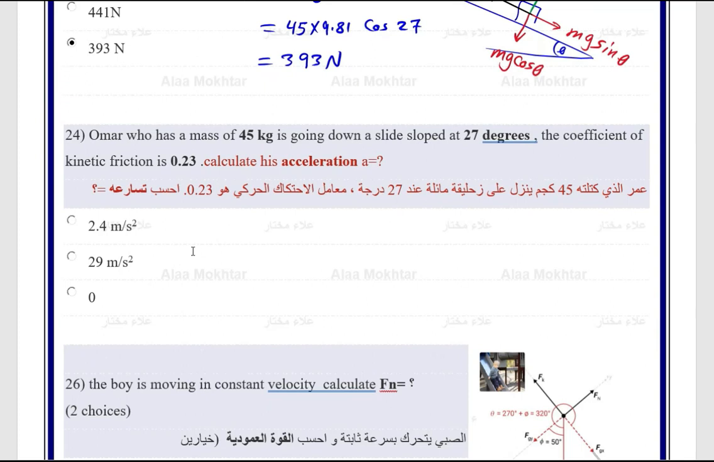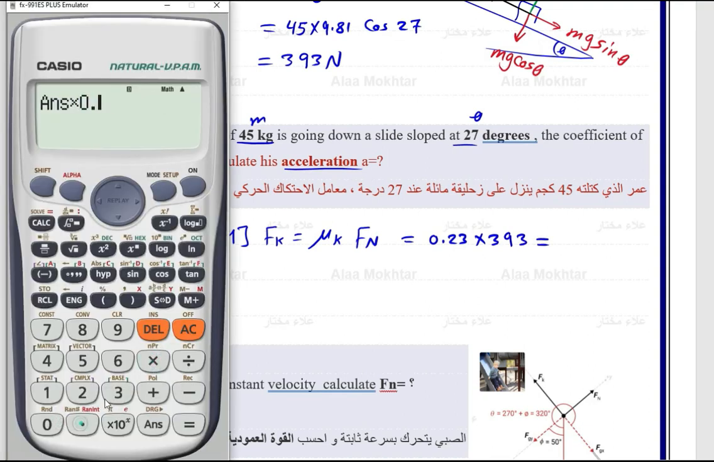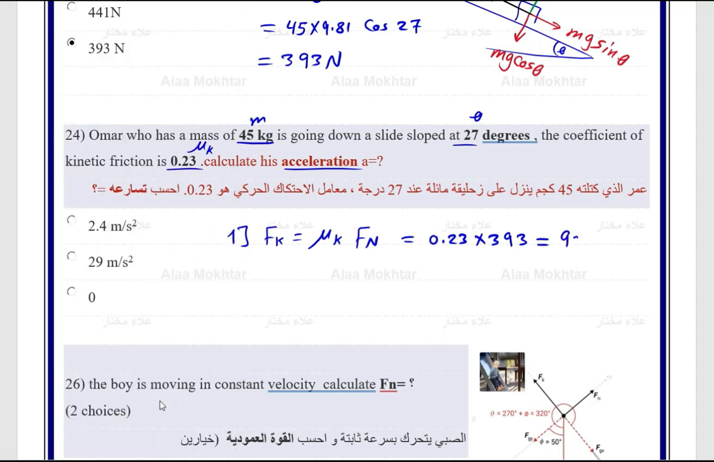The next one, Omar has the same mass, and the sled is at 27 degrees, theta, and the coefficient of kinetic friction is mu k. Calculate acceleration. First step, we need to calculate Fk. Fk equals mu k times Fn, and we have Fn from the previous question, so Fk is 0.23 multiplied by 393, and the answer equals 90.5 Newton.